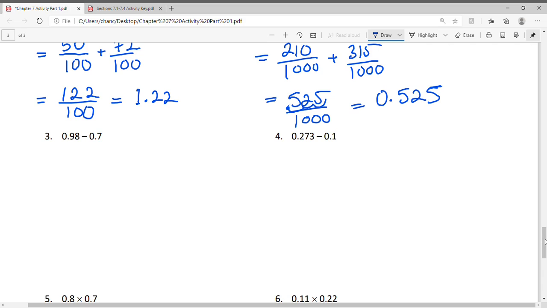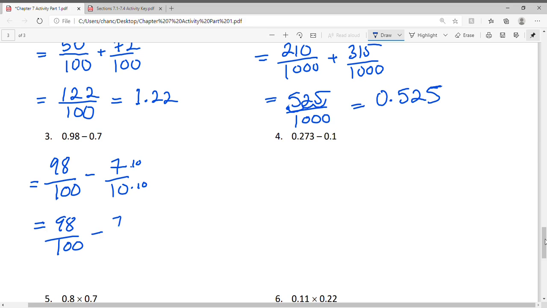Let's go over the solution for question 3. I can convert this to a fraction. That's 98 over 100 minus 7 over 10. Let's multiply the top and bottom of this fraction by 10. That's 98 over 100 minus 70 over 100. So subtraction is the same as addition. This becomes 28 over 100, which is equivalent to 0.28.